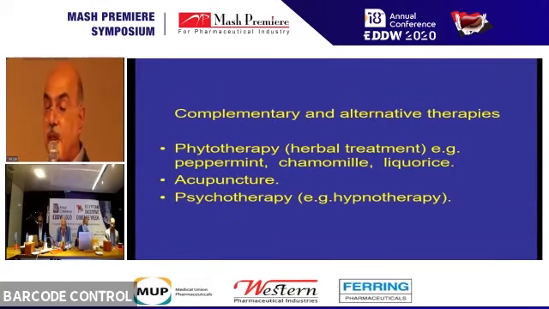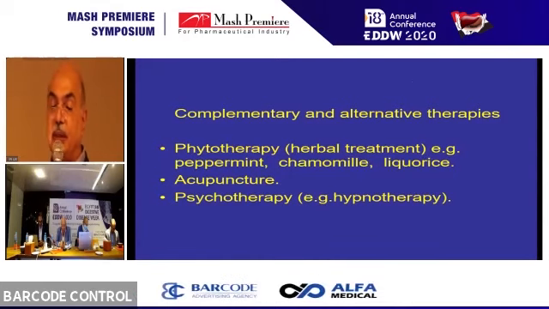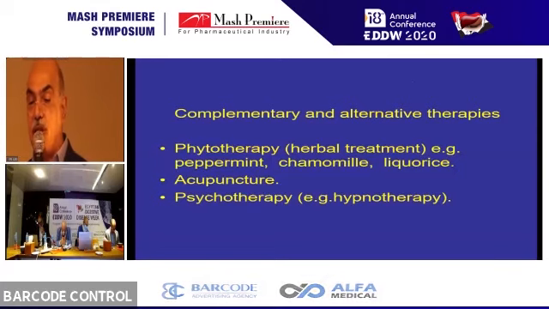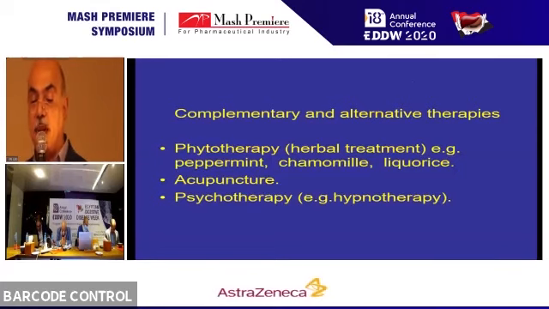Many patients are still refractory to all these treatments, so some complementary and alternative therapies emerged. Phytotherapy, which means herbal therapy, especially in Asian countries, like peppermint, chamomile, and licorice. Acupuncture was claimed to have some role in this area. And lastly, psychotherapy like hypnotherapy.